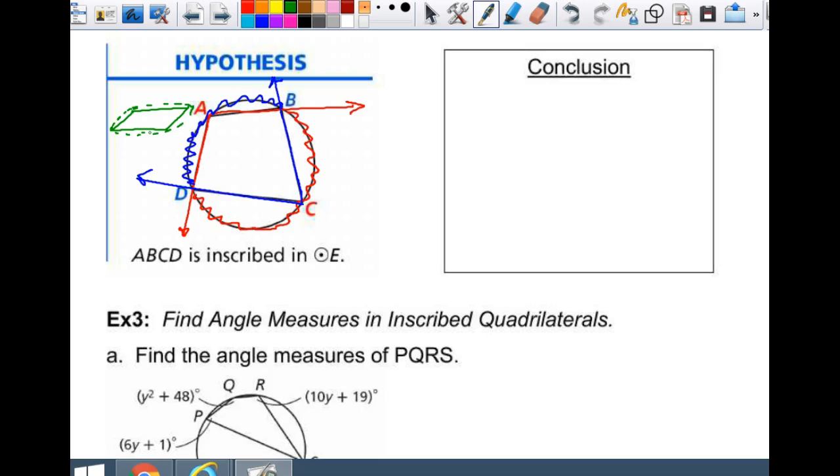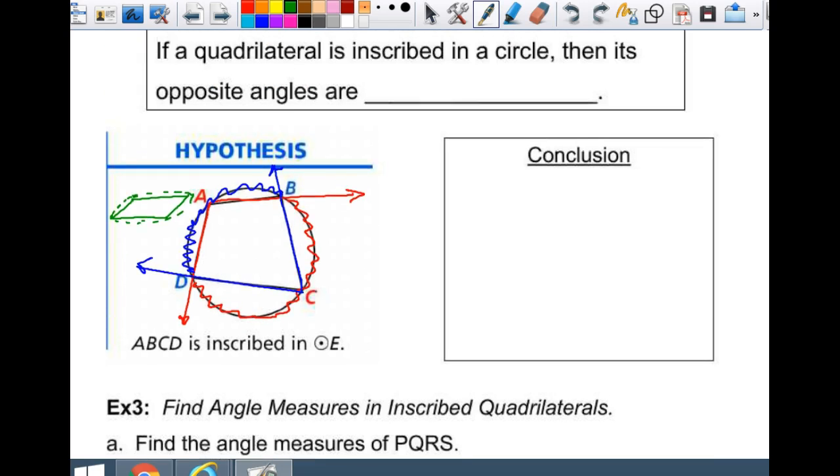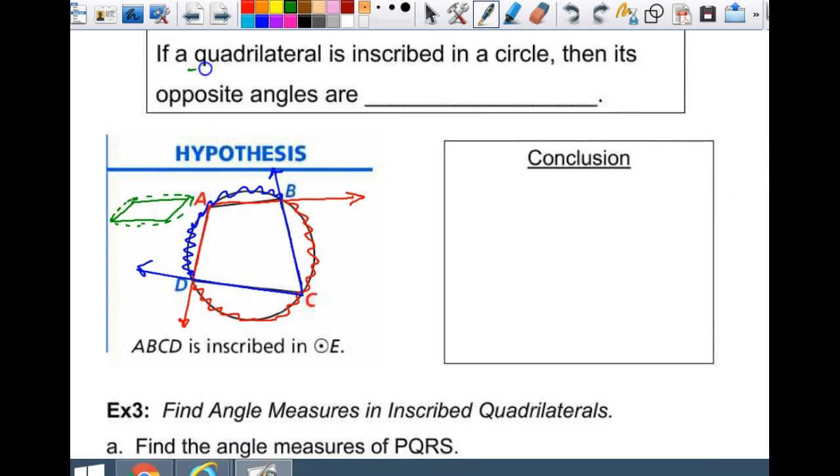So if a rectangle and a square are in there, then their opposite angles are supplementary, and they also happen to be congruent. But the supplementary part is what's happening with circles here. Okay, so don't be thinking congruent, because that's not what's happening. So our rule here then is, if a quadrilateral is inscribed in a circle, then its opposite angles are supplementary. They are not guaranteed to be congruent.